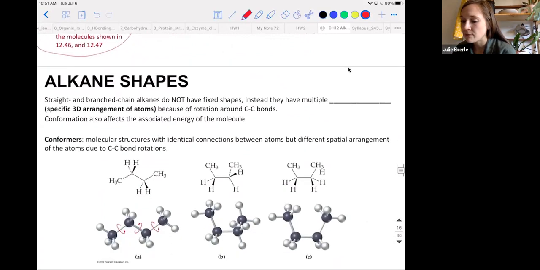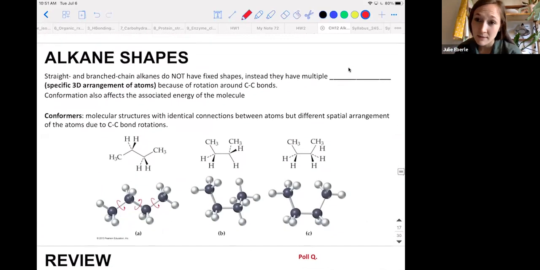Now we're going to talk about shape, okay? This is going to be key, especially in identifying isomers and conformers and things like that. You have to know with alkanes, okay? So we're not talking about alkenes or any other functional group. We're just talking about alkanes here. Straight or branch chain alkanes, they do not have fixed shapes. Now, the bonds can't break and rearrange, but here's what we mean. They can have multiple what we call conformations. Multiple conformations.